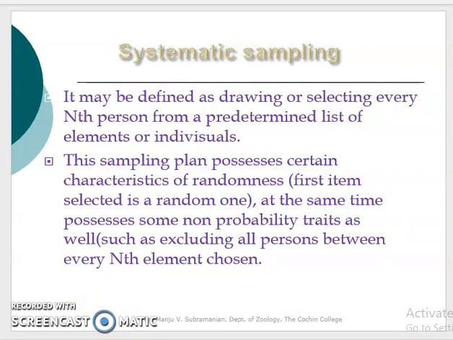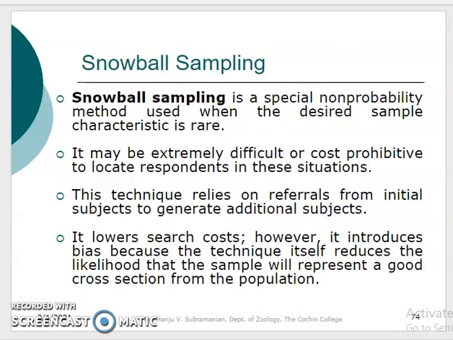Then there is systematic sampling, which we have discussed. Then the last one is snowball sampling. It is a special non-probability method used when the desired sample characteristic is rare. So if the desired sample is of a rare type, then we use snowball sampling, and it may be extremely difficult or cost prohibitive to locate the respondents in these situations.